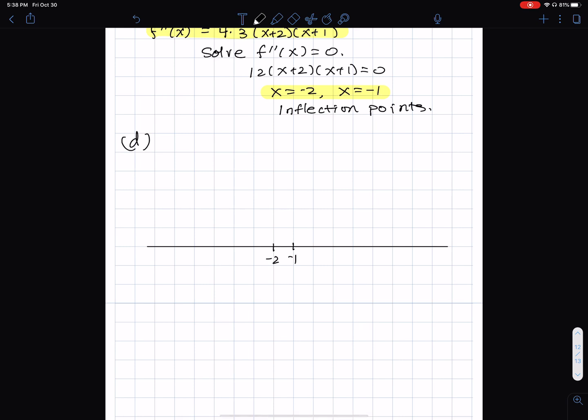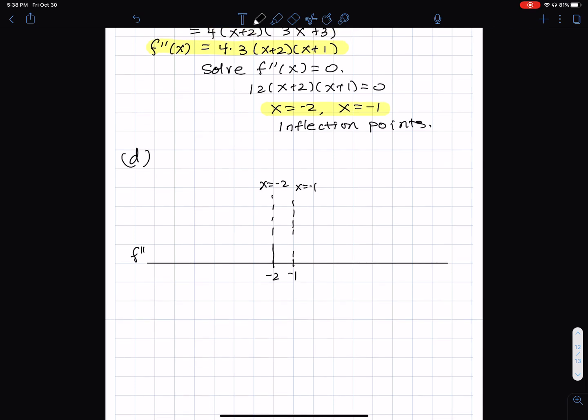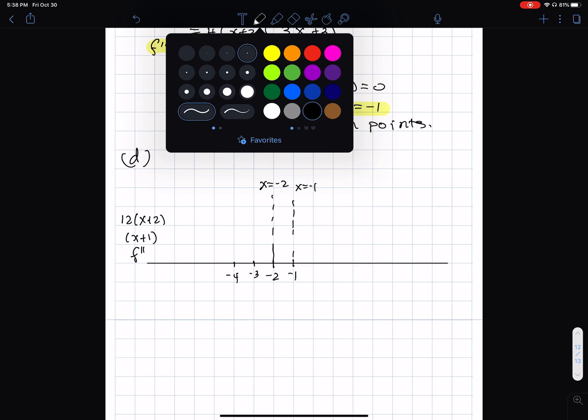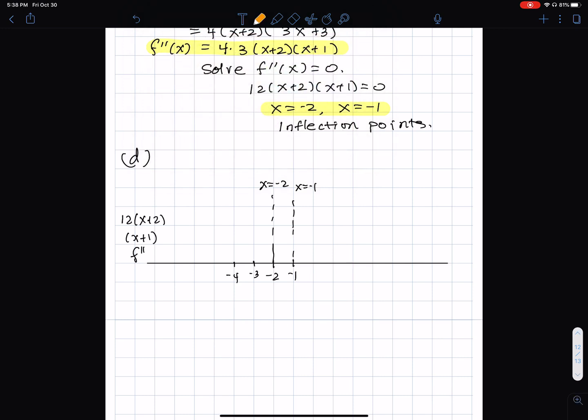Oh well, all right. So I'm going to do the same type of chart as I did before. And here's f double prime, and I'm going to write those factors of f double prime, which are 12 times x plus 2, and then x plus 1. And then I'm going to just plug numbers in for the intervals. Let's try orange. X plus 2, if I put in negative 4, is negative, and it stays negative until I get to negative 2. Negative 2 plus 2 is 0, then I get positive.